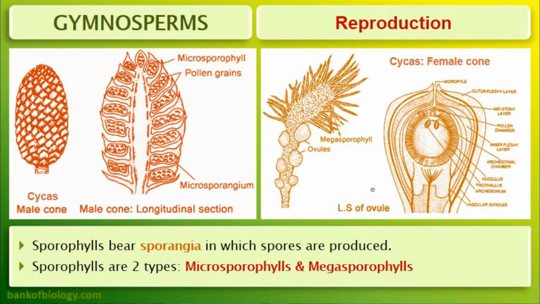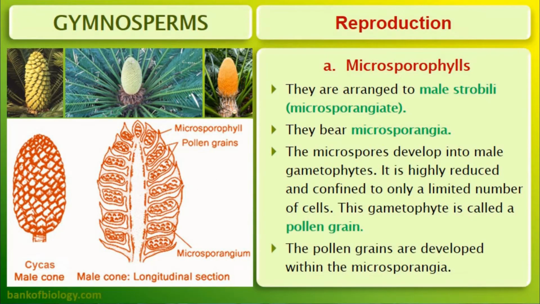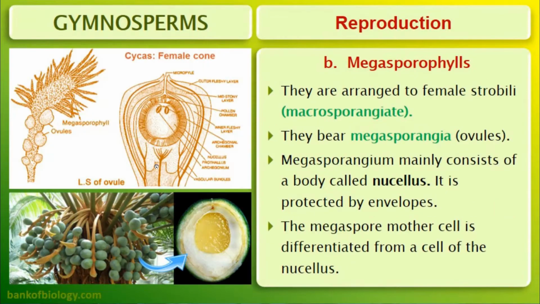Sporophylls are of two types, microsporophyll and megasporophyll. Microsporophyll will produce the male gamete and megasporophyll will develop the female gamete. Microsporophylls are arranged on the male strobili, bearing microsporangia, and they will bear the microspores that develop into the male gametophyte. They are highly reduced and confined to a limited number of cells. This gametophyte is called pollen grains. The pollen grains will develop within the microsporangia.